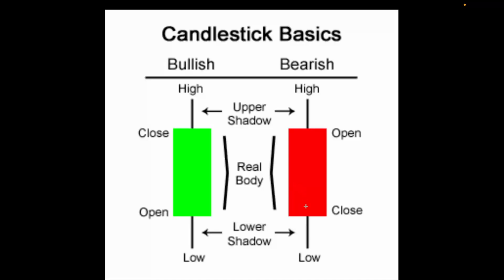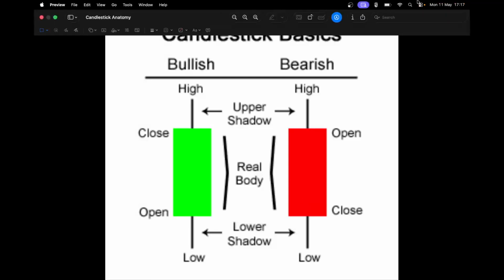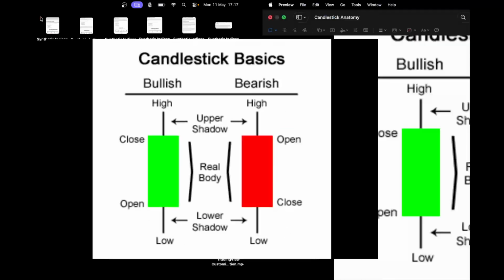So what are now the types of candlesticks? We have three types of candlesticks actually. You can have an indecision candle, a momentum candle, or a rejection candle.